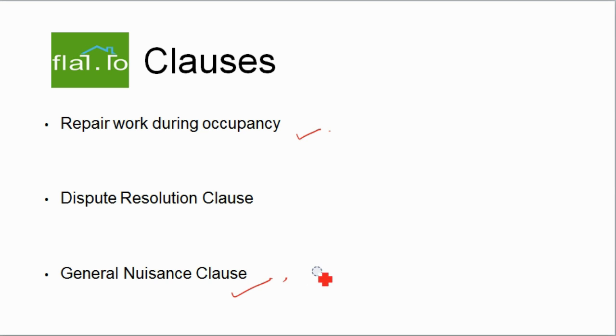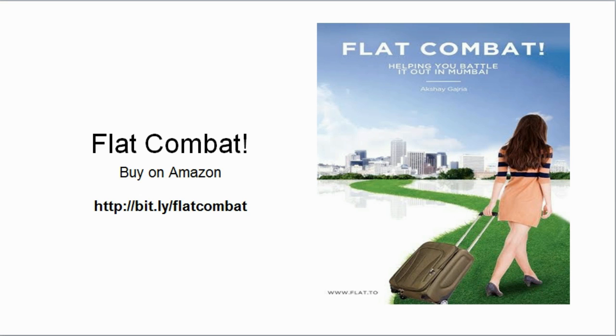The next is the general nuisance clause. Please make sure you maintain the decorum of the society you are taking a flat in, or the landlord may invoke the general nuisance clause and try to terminate the agreement with you. So you have to make the flat a habitable place for yourself and for your neighbors also. Make sure of that. So that's all about the basics you need to know about the rental agreement.